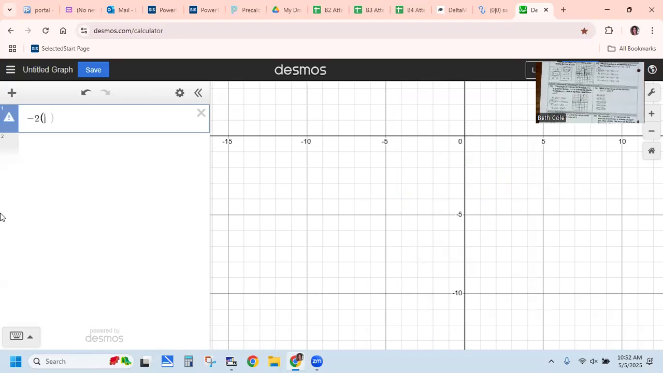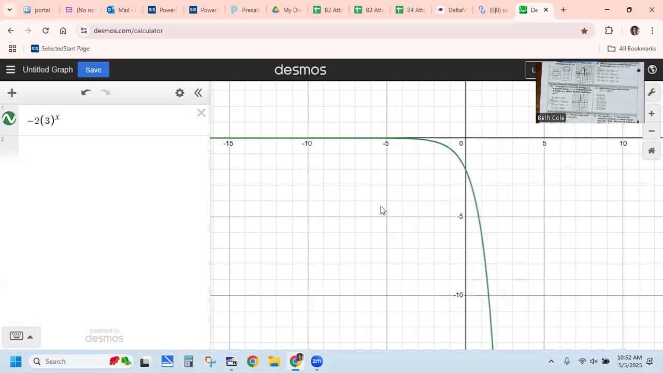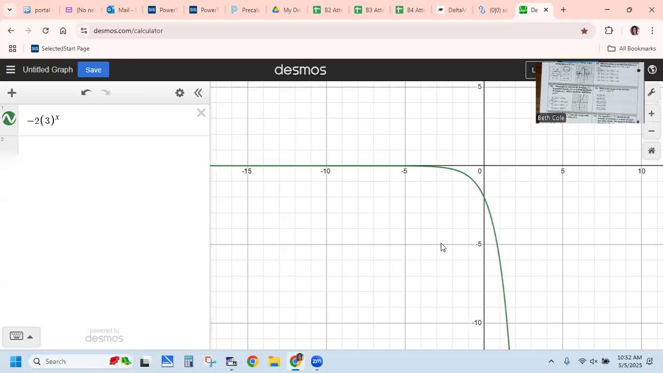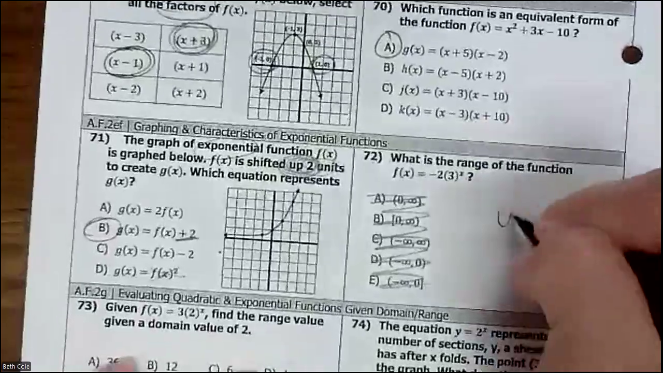So I'm going to type this in. Negative 2, 3 to the x power. It's a swoopy thing. Do you see that? Is range x or y? Y. Stopping at 0 here. Do you see this? Do you want everything above 0 or everything below 0? Below. So we're going to write y greater than or less than?